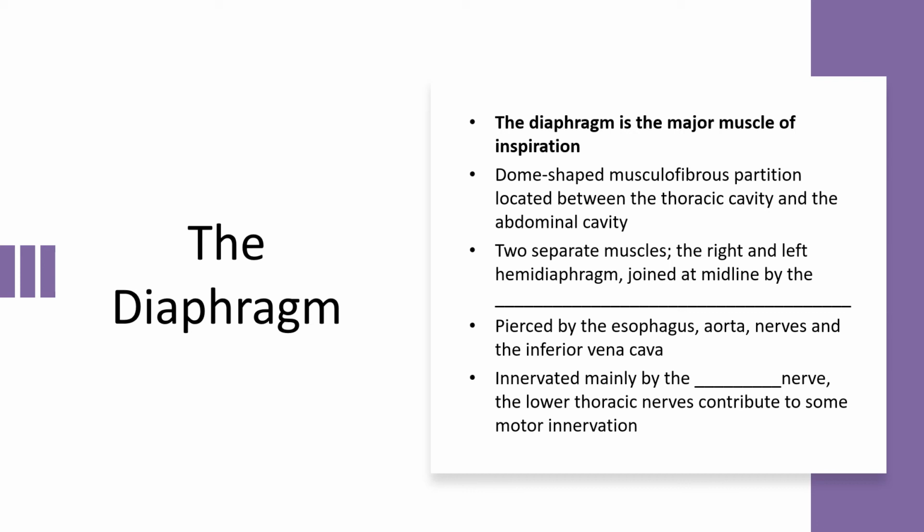The diaphragm is the major muscle of inhalation. Looks like this would be an important thing to remember. The diaphragm is the major muscle of inhalation. It is dome-shaped. It is muscle between the thoracic cavity and the abdominal cavity. There are two separate muscles. It is not one continuous muscle. Notice I've repeated that now. Two separate muscles. The right and the left hemidiaphragm are joined at midline by the central tendon.